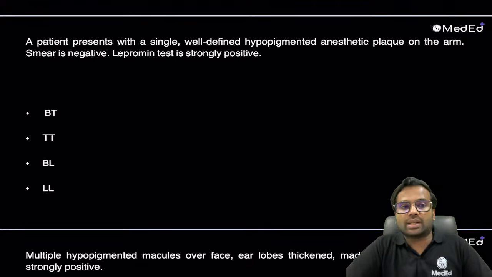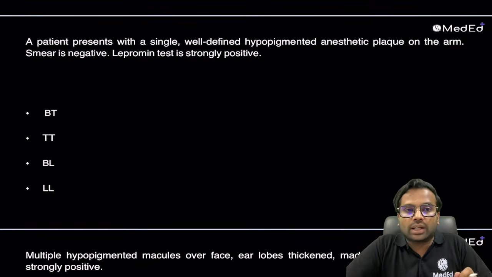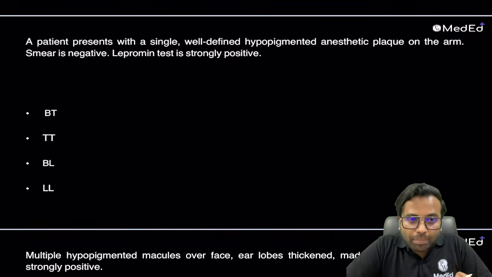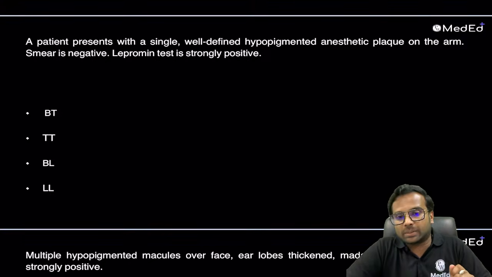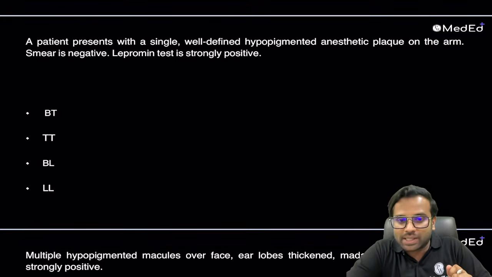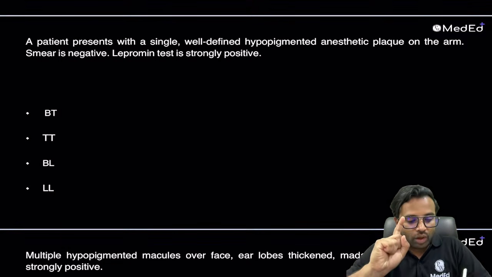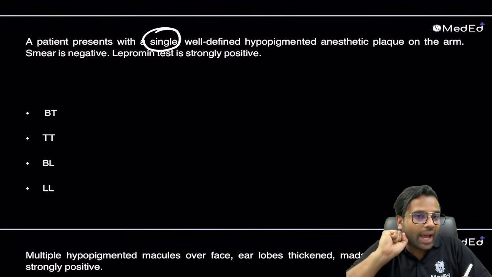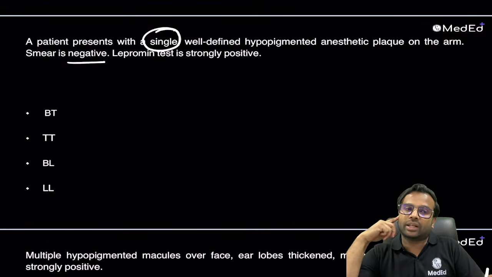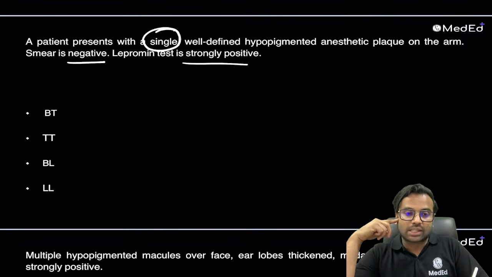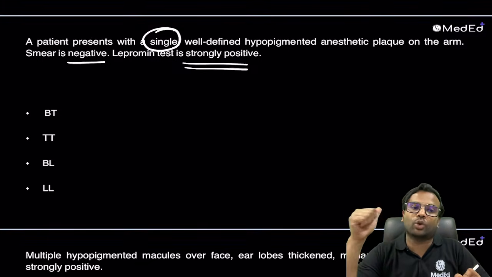So now let's see this question. A patient presents with a single well-defined hypopigmented anesthetic plaque on the arms. Smear is negative. Lepromin test is strongly positive. What is the answer? Anyone in the chat box, please? So who knows the answer for this question? Patient is having only one lesion and the skin slit smear is negative. Bacteria presence is not seen under the microscope. And lepromin test is strongly positive, which means the patient is having a good immunity as well.